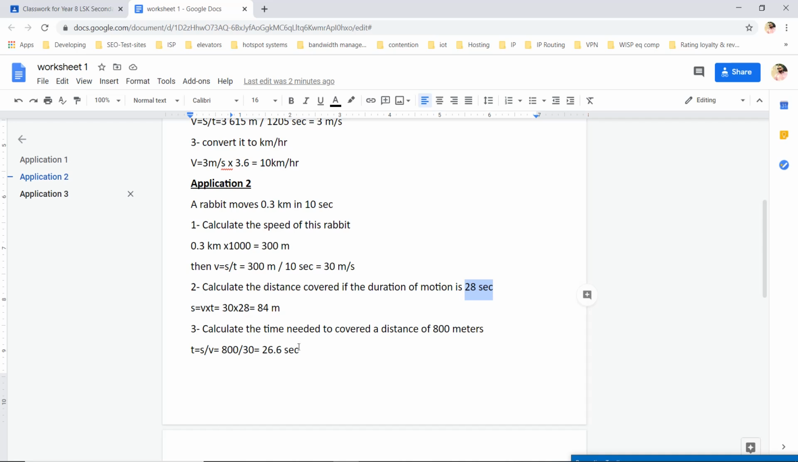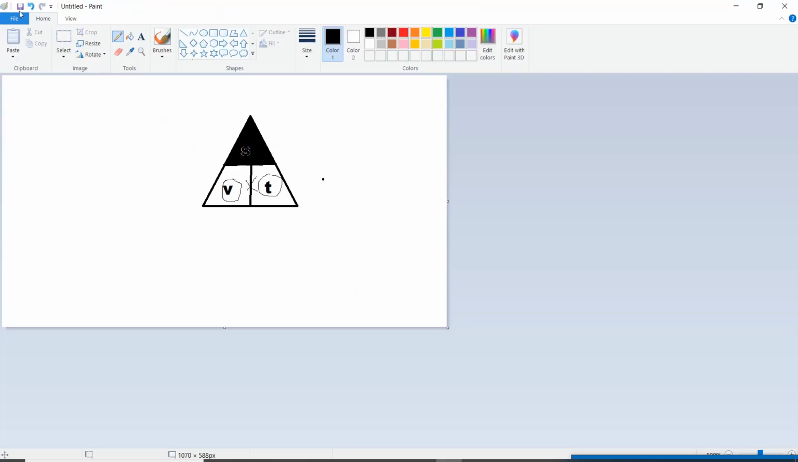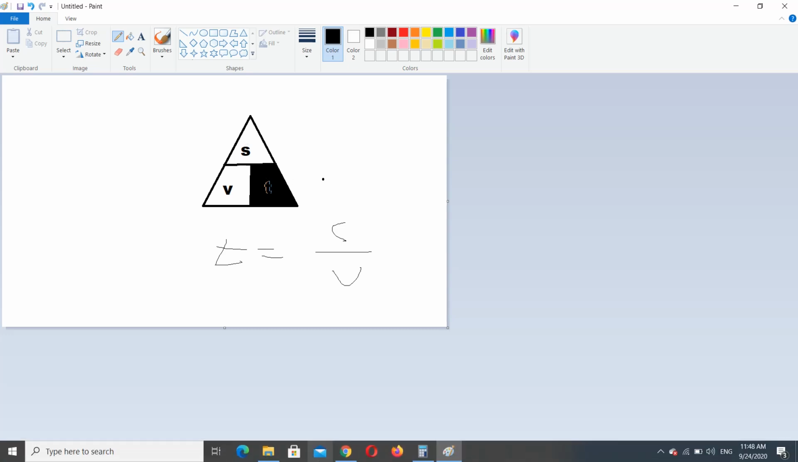Calculate the time needed to cover a distance of 800 meters. So I need the time. So what should I do? If I need the time, I must cover the time. If I cover the time, what do I notice? I notice that time is equal to S above and V below. It's equal to S divided by V. So the horizontal line is the division.